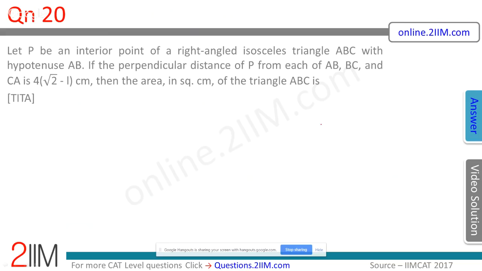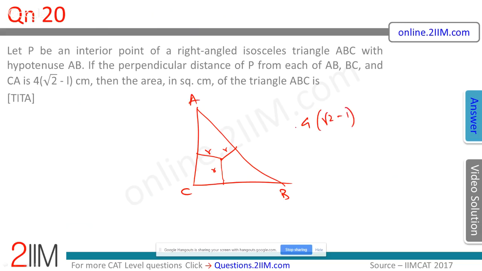Let P be an interior point of a right angled isosceles triangle ABC with hypotenuse AB. P is an interior point whose perpendicular distance from each of AB, BC and CA is given. So, wonderful. Imagine the perpendicular distance from each of these. What is this called? That is the inradius. Our inradius is 4 into root 2 minus 1.